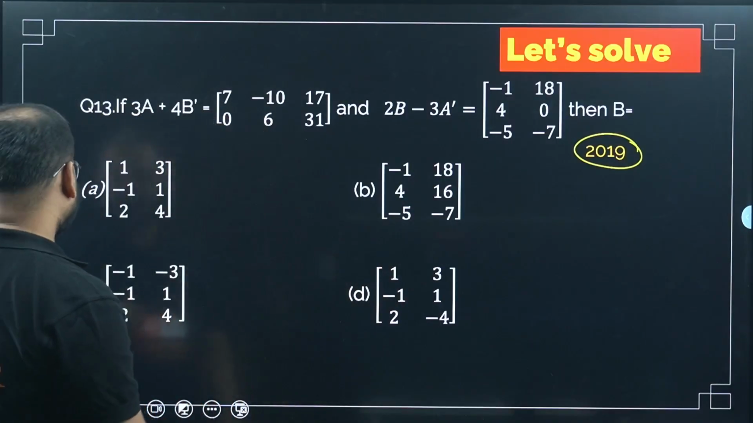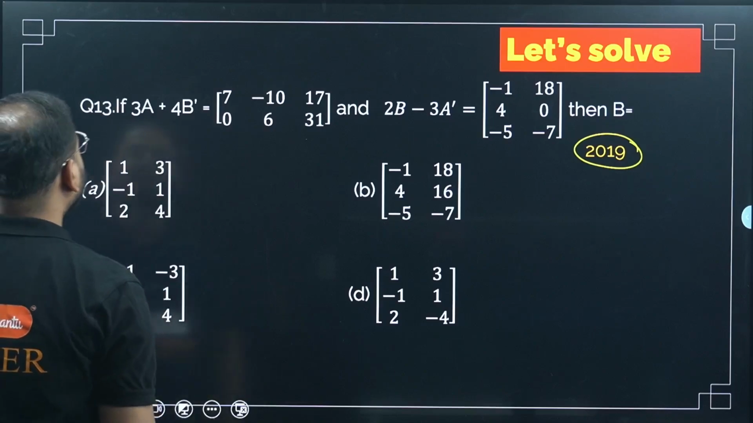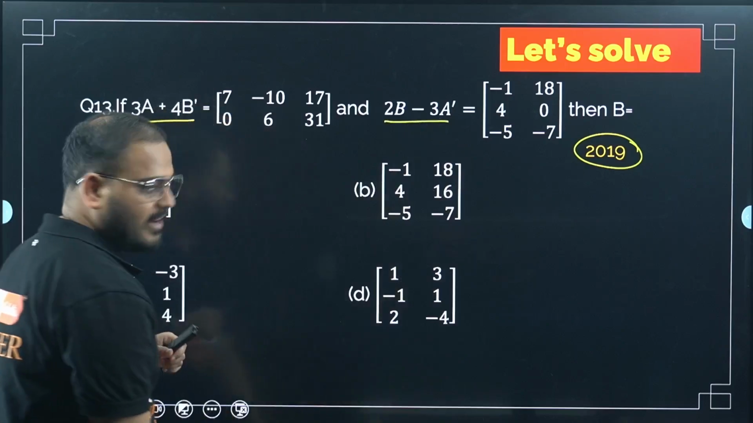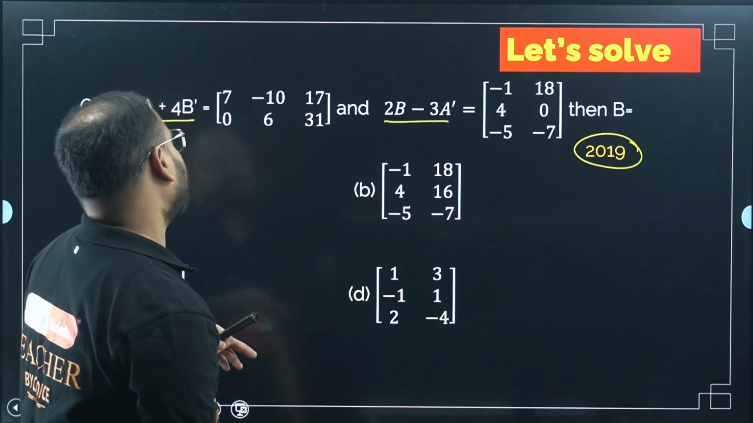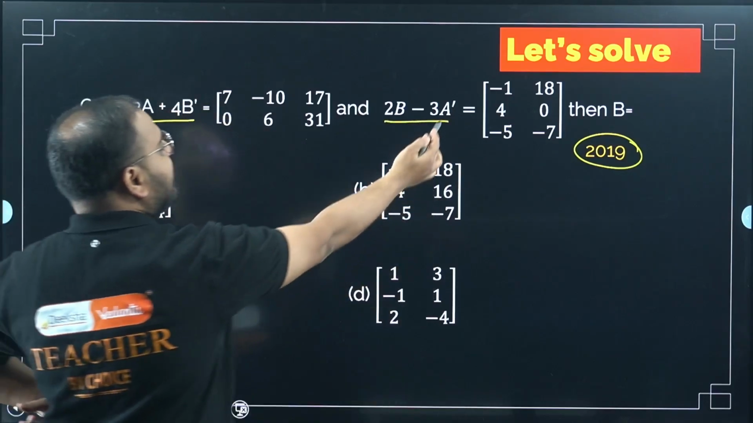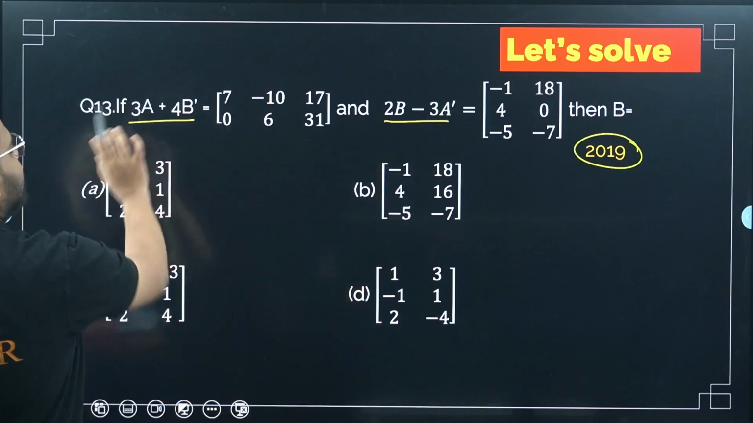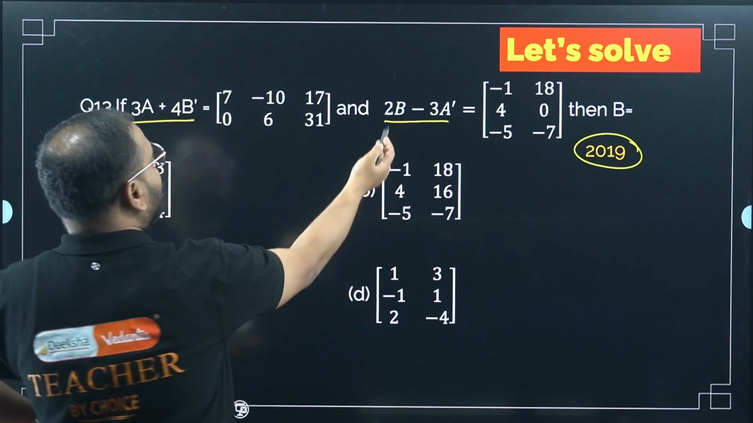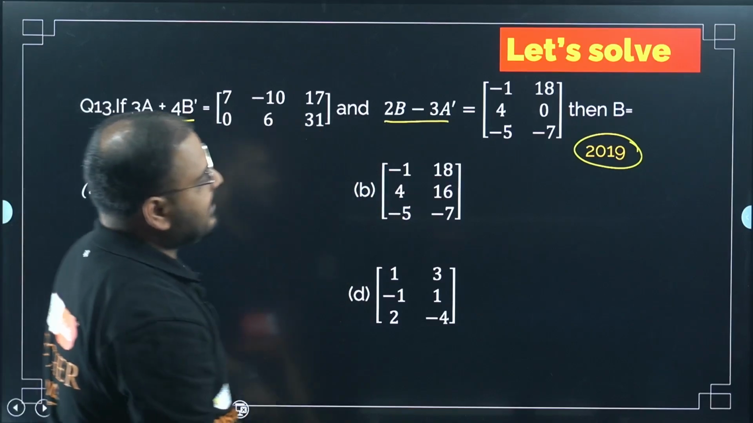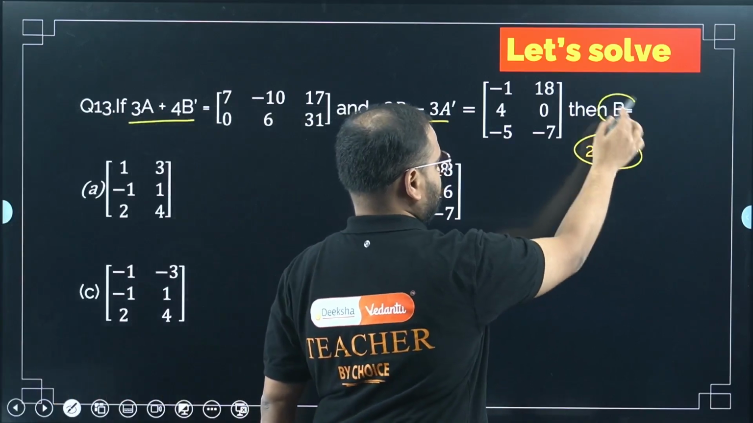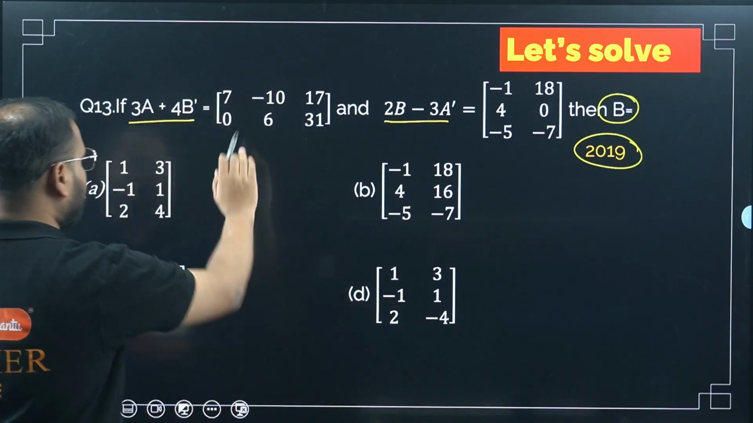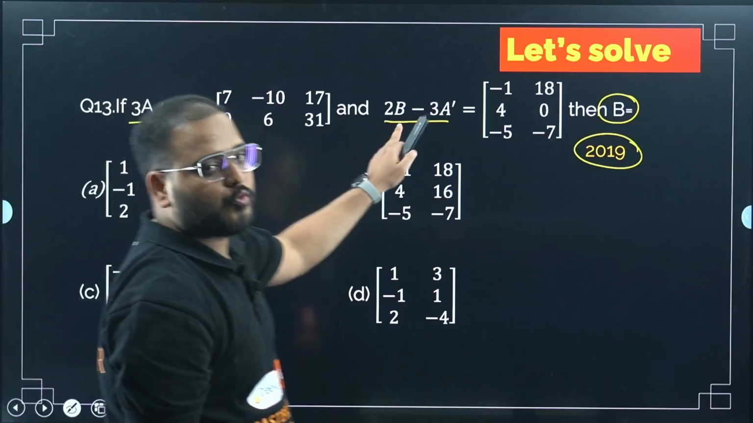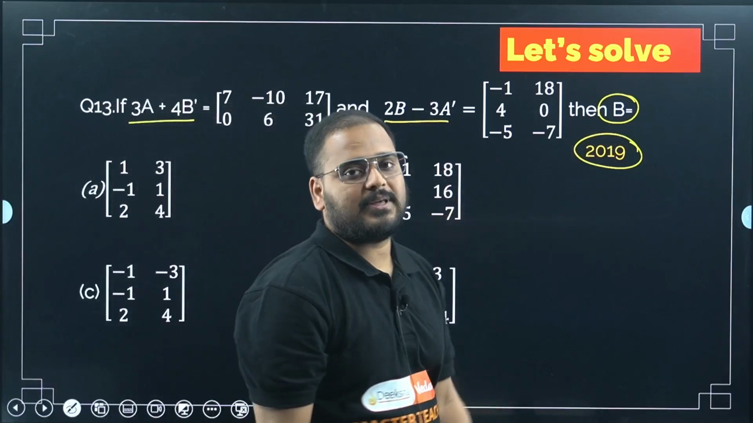Now please check here. What's the clue over here? The clue is 3a plus 4b dash and 2b minus 3a dash. I have a dash here and a here with the same coefficient: 3a dash and 3a, 2b and 4b dash. A matrix is given like this, and they're asking us to find B.